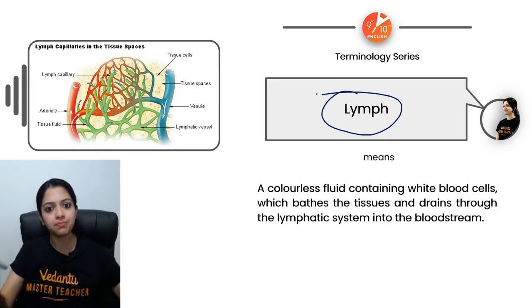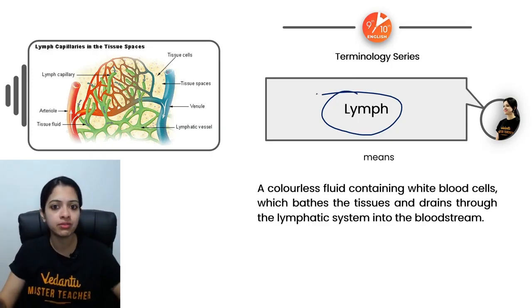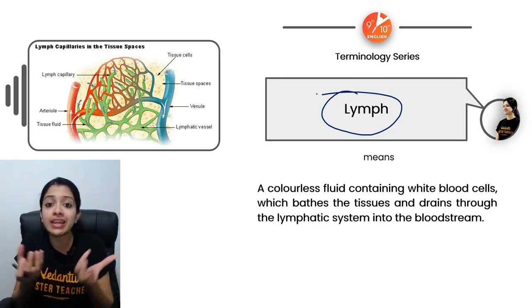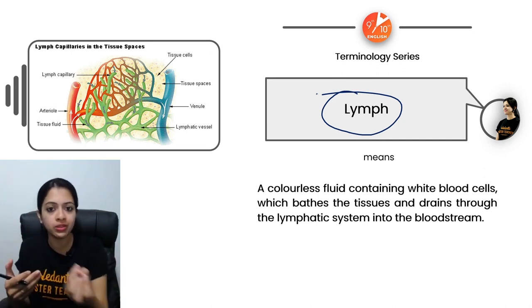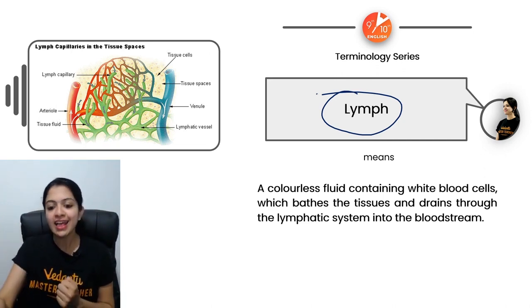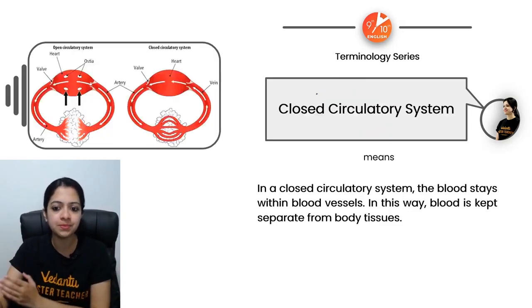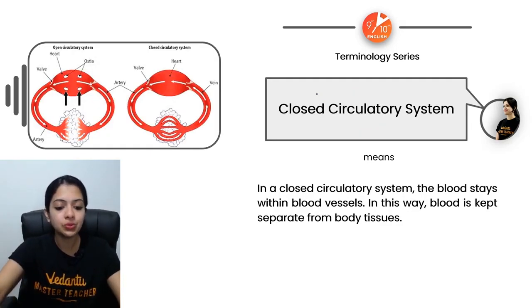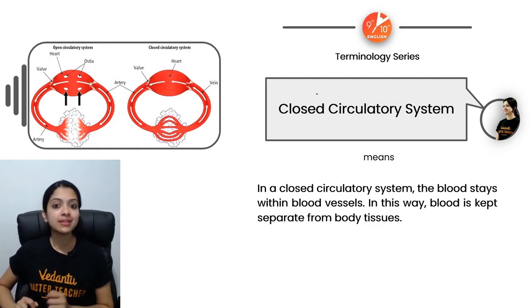But remember, red blood cells can never be a component, under normal conditions, of tissue fluid or lymph, because they are naturally too big to pass through those pores on the capillary walls. All right. So this is what these terms mean. Now coming to the term closed and open circulatory system.